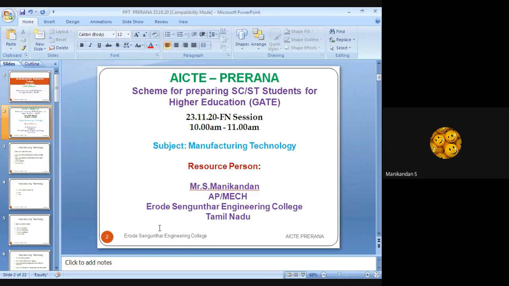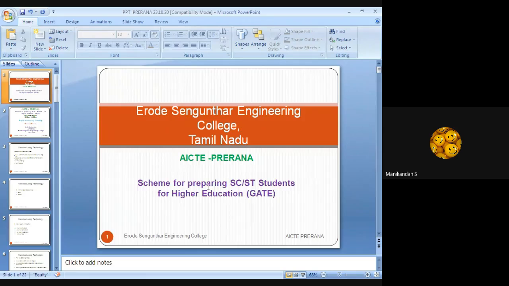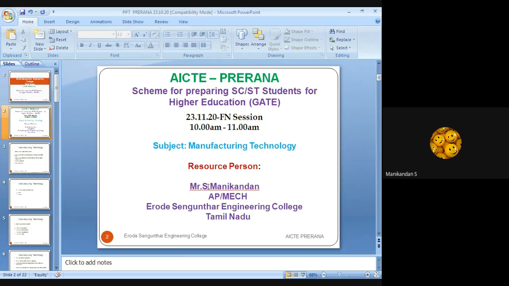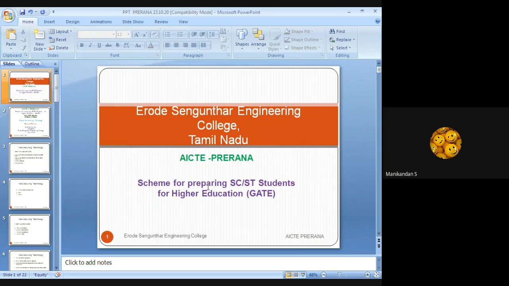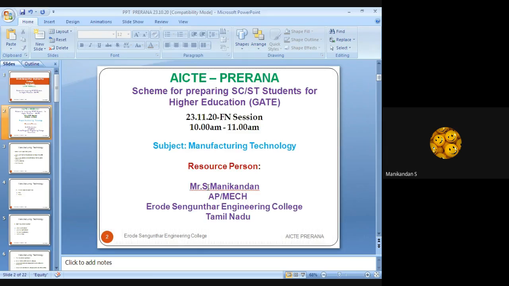Today we have to see about manufacturing technology. Myself, S. Manikandan, Department of Mechanical Engineering, Erode Sengunthar Engineering College. Today we have to see the manufacturing technology process, which is specifically training for SC/ST students for their higher education purpose through the AICTE PRERANA scheme.